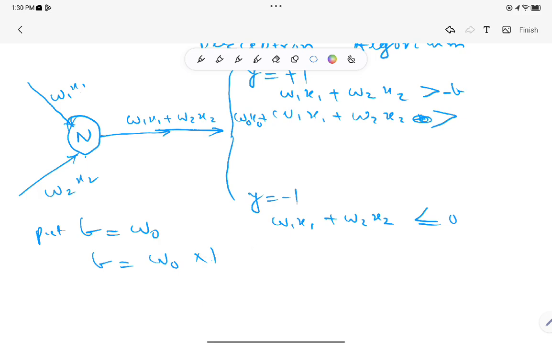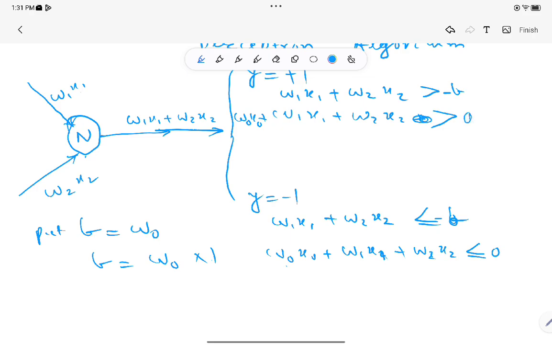Similarly, we have w naught x naught plus w1 x1 plus w2 x2. Oh, sorry, I have written 0 here already. It is minus b. It was minus b. Now it should be less than or equal to 0. So, sorry, I had not written 0 here. This should be greater than 0.